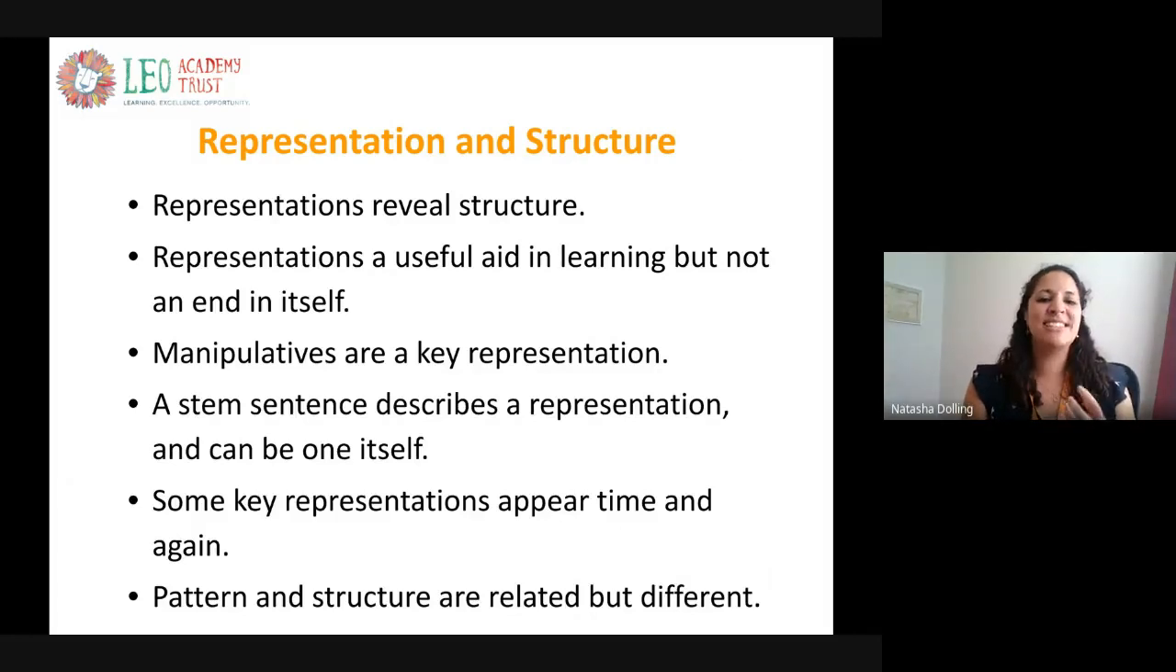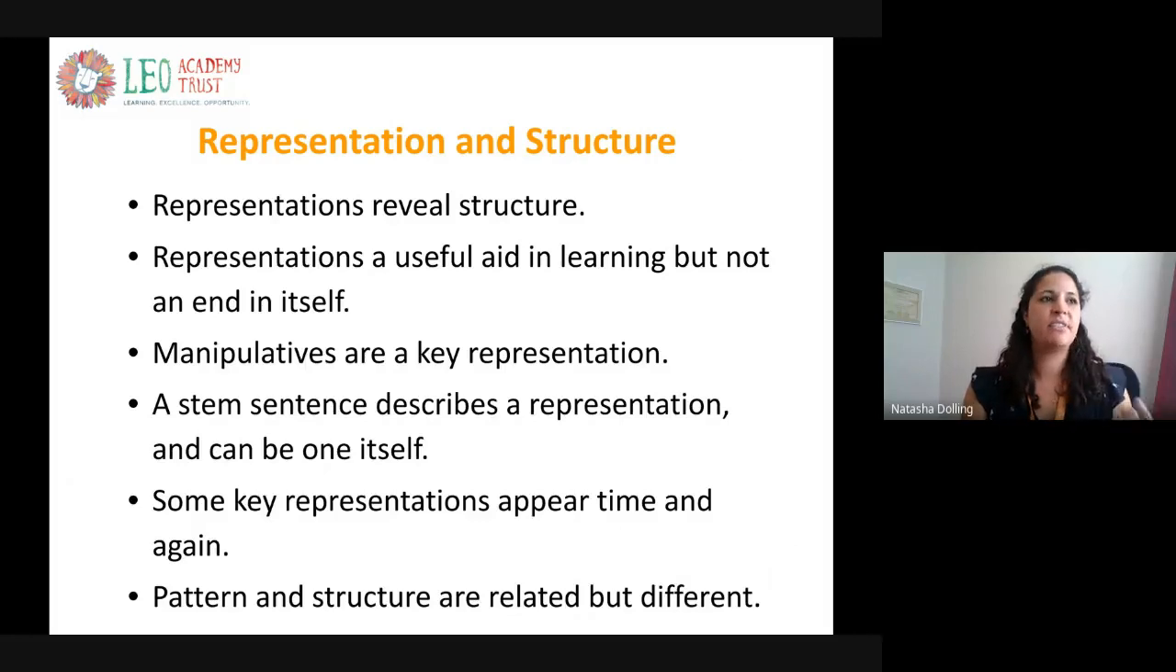This idea of stem sentences describing a representation, and they can be a representation in themselves. So today I was actually teaching you that sentence of 32 has 3 10s and 2 1s. That sentence is a representation in itself, because if you take the numbers out, you've got "has 10s and 1s," and you can put any number into that. 17 has 1 10 and 7 1s.